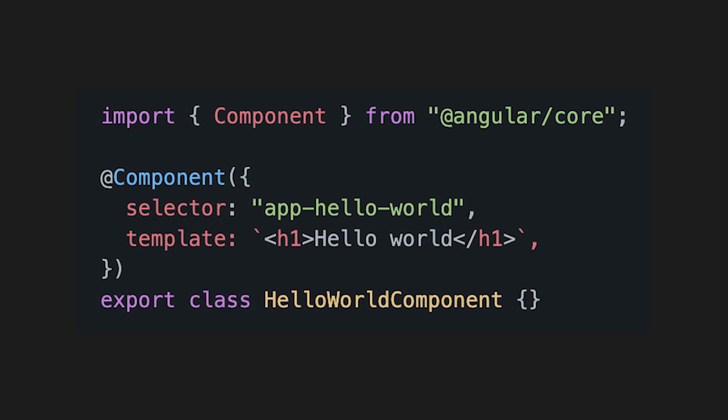In Angular, we define a component with the @Component decorator. The metadata includes a selector and a template property containing the same Hello World markup. While this setup is slightly more verbose, it establishes a clear structure for larger, more complex applications.